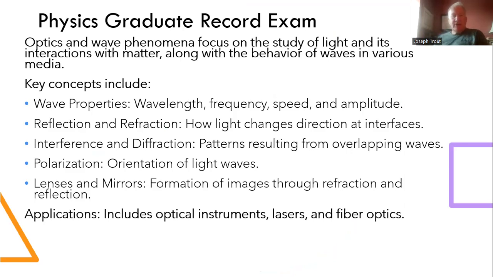Another large topic on the physics Graduate Record Exam is optics and wave phenomena. These focus on the study of light and its interaction with matter, along with the behavior of waves in various media. So the key concepts include wave properties, so things like wavelength, which is the length of a wave; frequency, which is the number of waves per second; speed, which is how fast the wave is moving; and amplitude, which is how large the wave is.